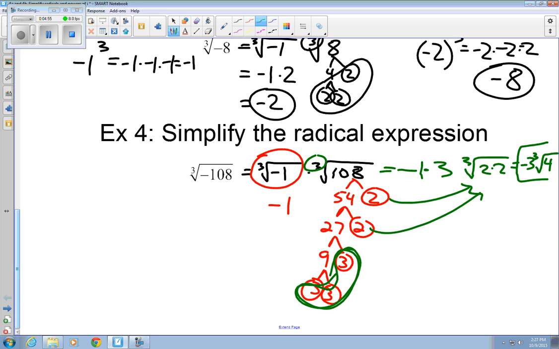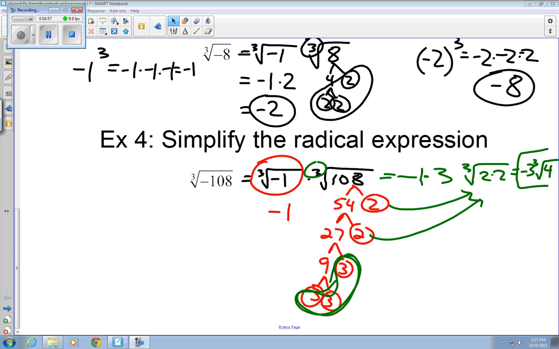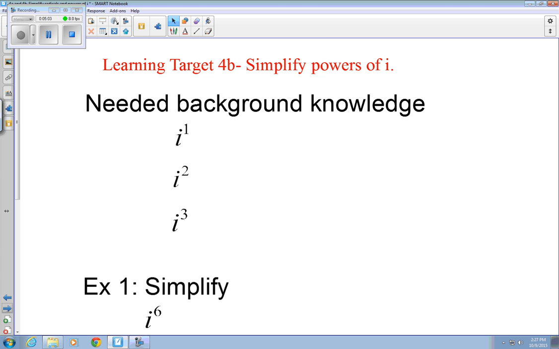This will conclude 4A. Now we also have 4B notes today that you're going to have to do for next class. And learning target 4B is just to simplify powers of i. That's all we're doing is simplifying powers of i.